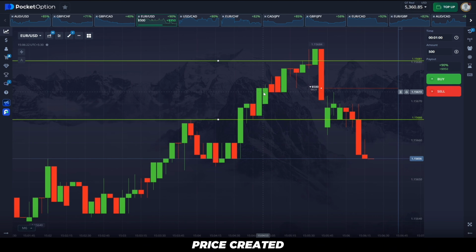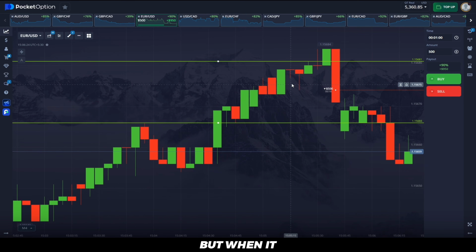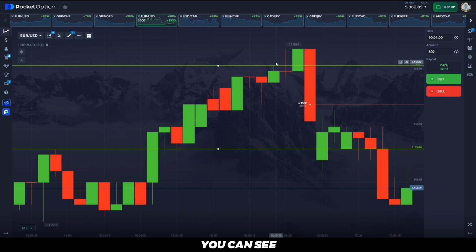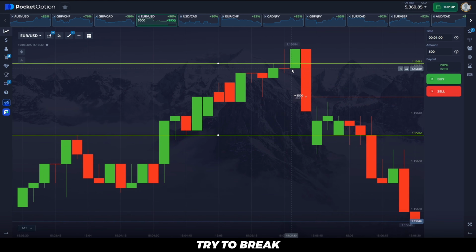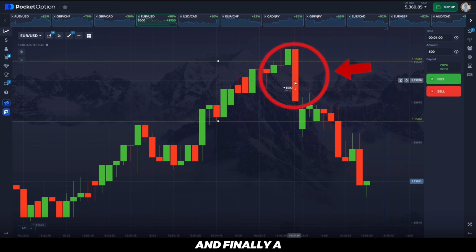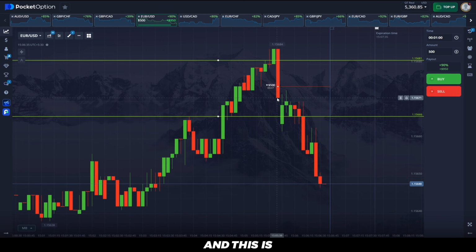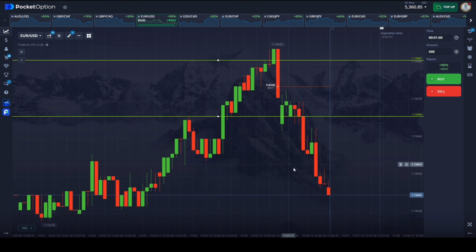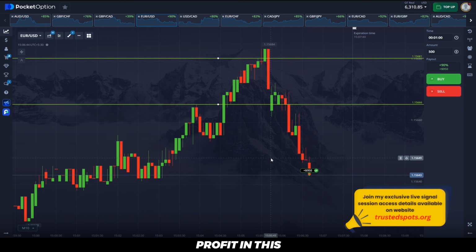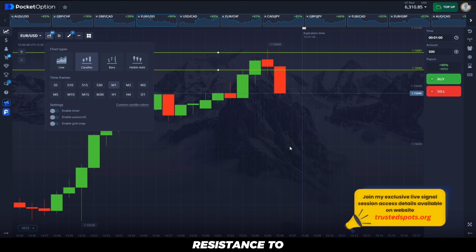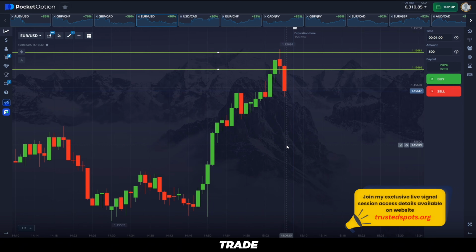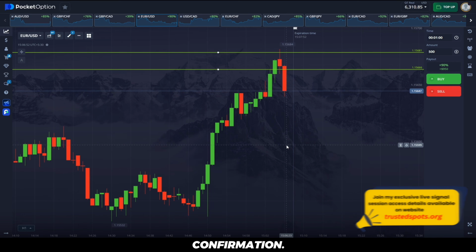After that, price created a new high, then a new high, but when it hit the boundary, you can see the first rejection, then it tried to break, again rejection, tried to break again, and finally a strong bearish candle. And this is where I placed the trade, and in the next 4 seconds I had my result, and I booked profit in this trade. So it's a simple setup. I use the extreme resistance to place a reversal trade using 5-second confirmation.